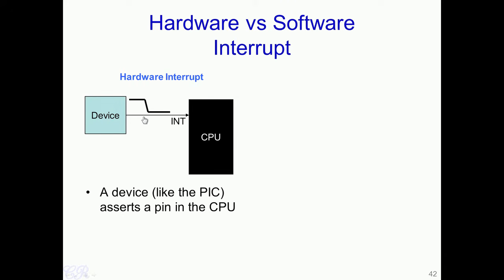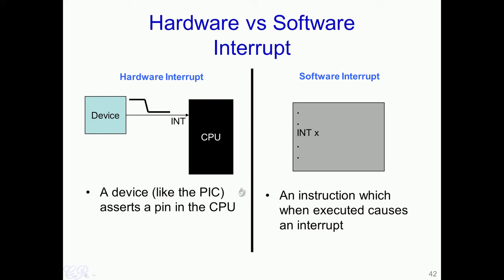As we have seen in the previous videos, this device would typically send a signal to the CPU through an intermediate device such as a PIC, or a programmable interrupt controller. In much the same way, we have what is known as a software interrupt. However, unlike having an external device which causes the interrupt, here an instruction in the program would trigger the interrupt.